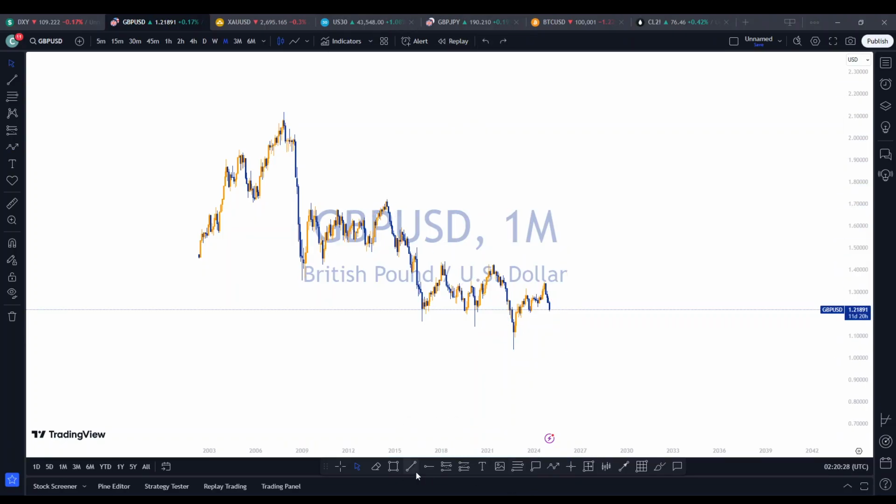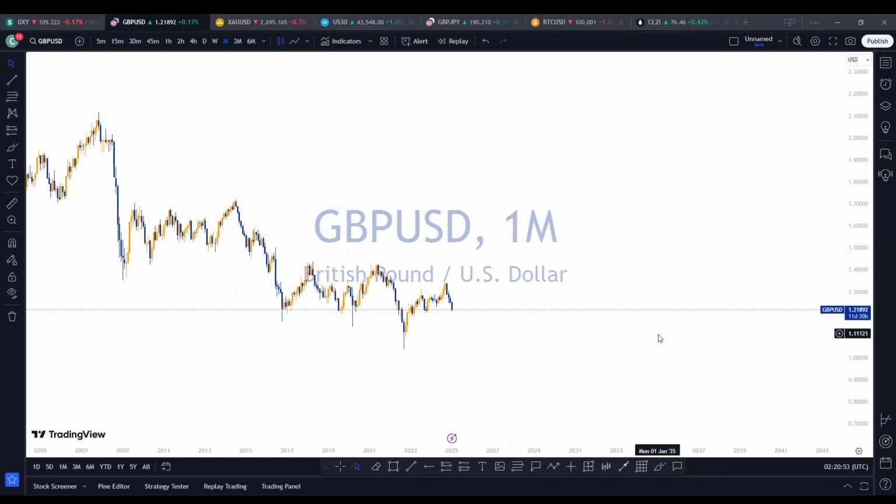Then we haven't broken this previous low. So as long as we haven't broken this previous low right here, we are overall still on a downtrend, except if we have a possible breakout. Then we can say there's a possibility that the market trend has changed, but as of right now, we're certainly on a downtrend overall.